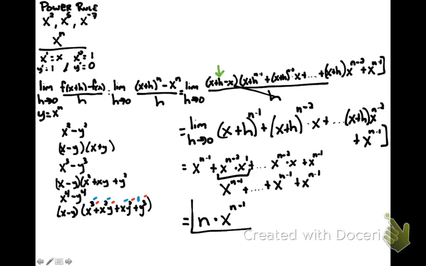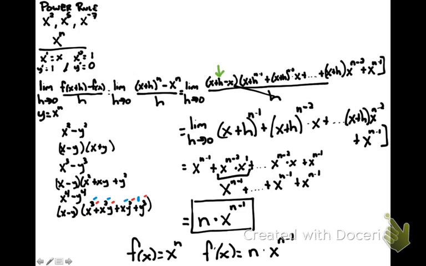And this is the full proof for just positive exponents, but it is always true that given f of x equals x to the n, its derivative will equal n times x to the n minus 1. And this can be really confusing, but we've now proved it. Let's look at some examples.